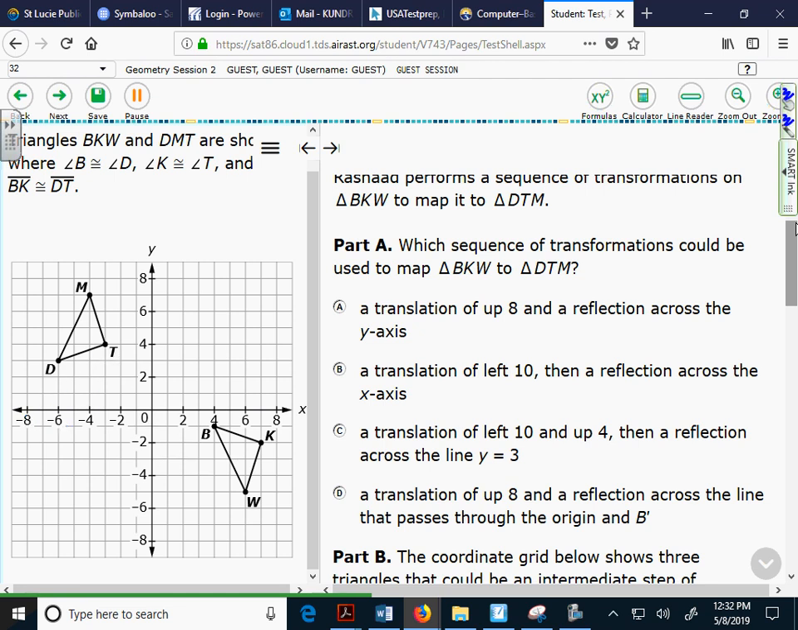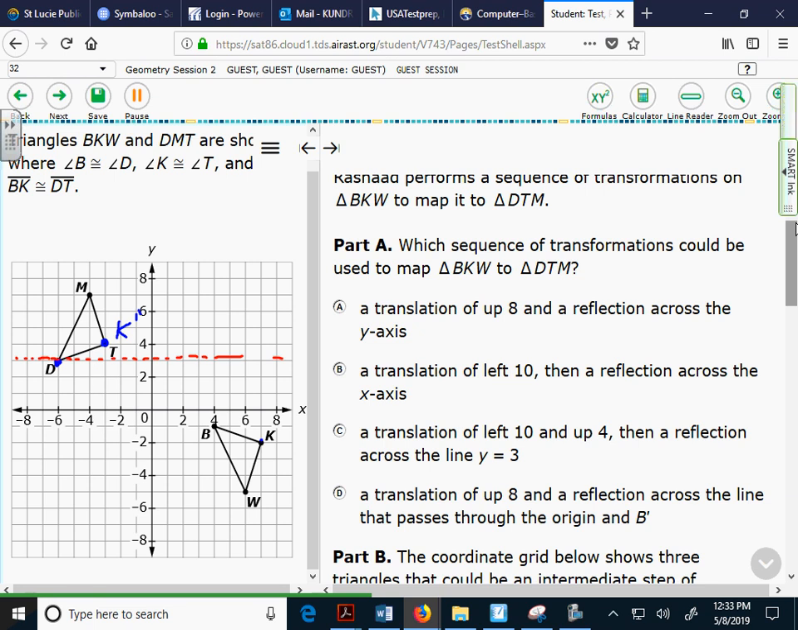C says a translation of 10 left, so again we're going to end up here, and up 4. Oops, I shouldn't have put that dot there. We can just move it though. So that was 10 left, and then up 4. Oh, that looks good. And then a reflection across the line y is equal to 3. So this right here would be our mirror line. So I think this might be it. So if I go from K and I'm going to go 10 left, 1, 2, 3, and then up 1, 2, 3, 4. And then a reflection. So that right there is going to be K prime, or K double prime, I should say, but that's all right.